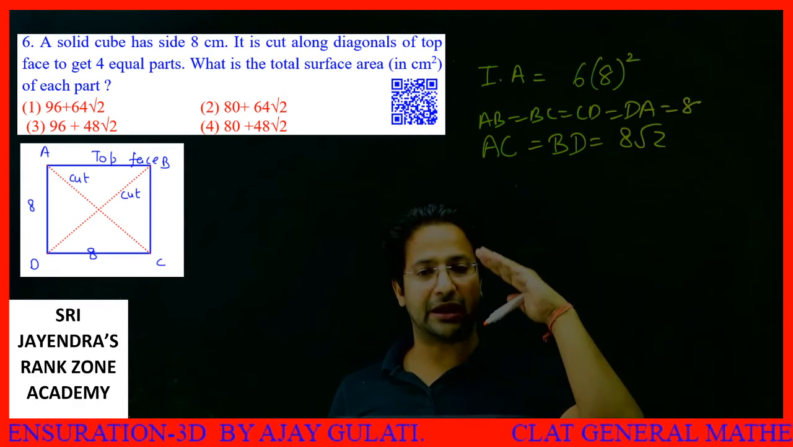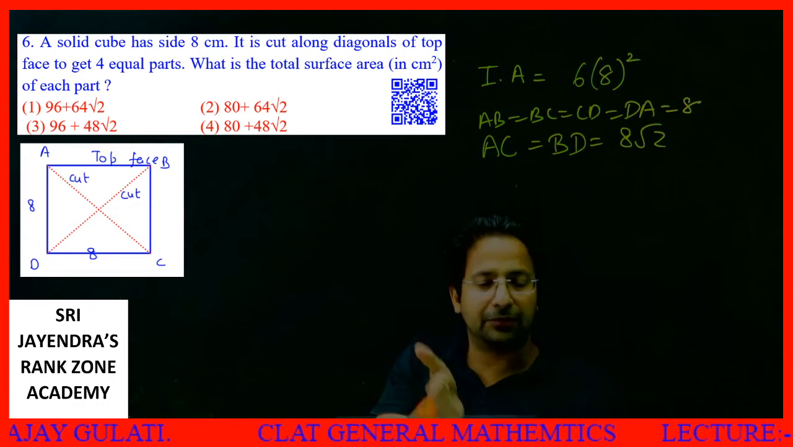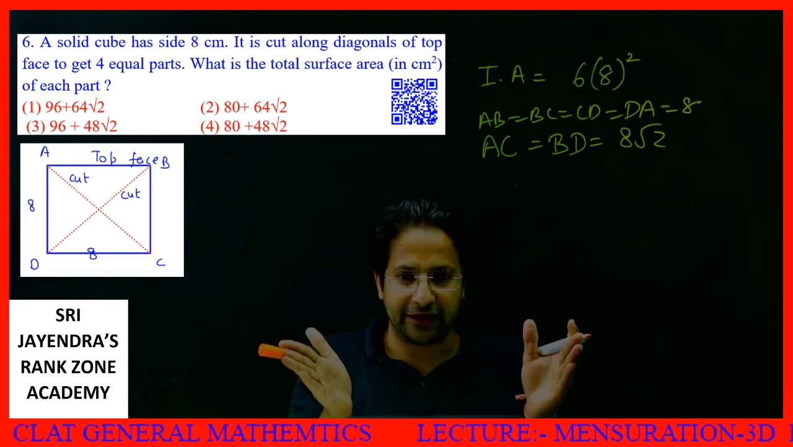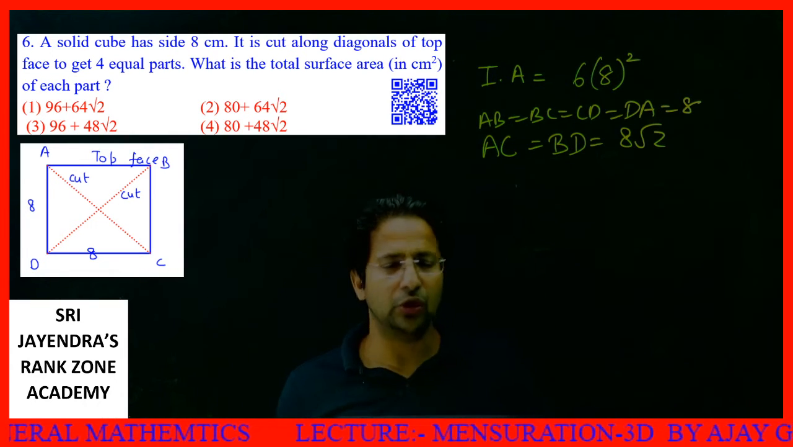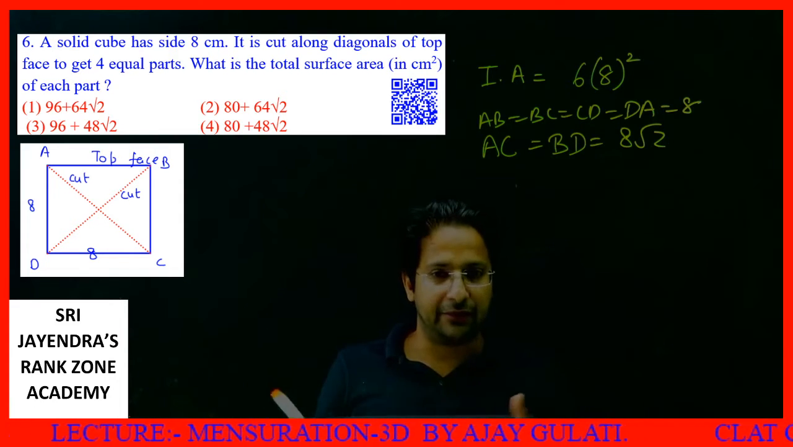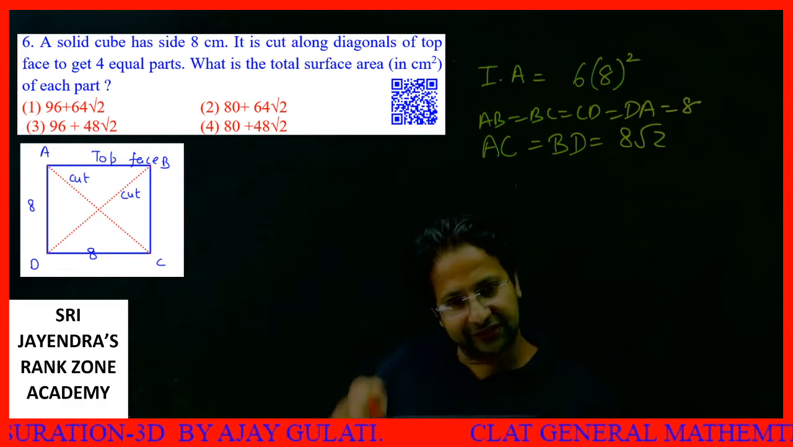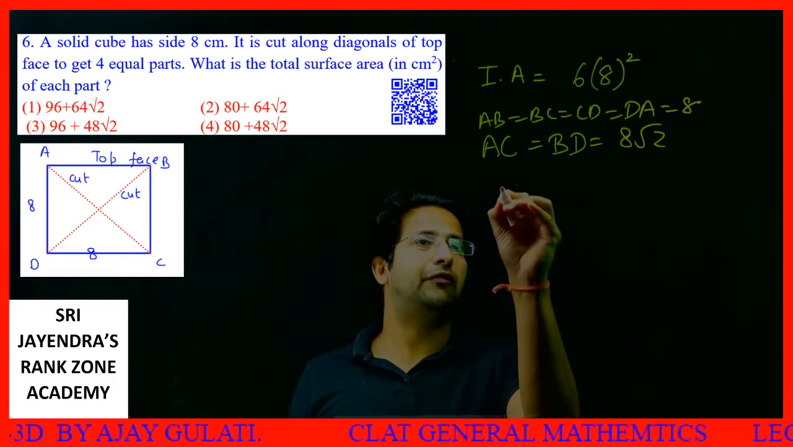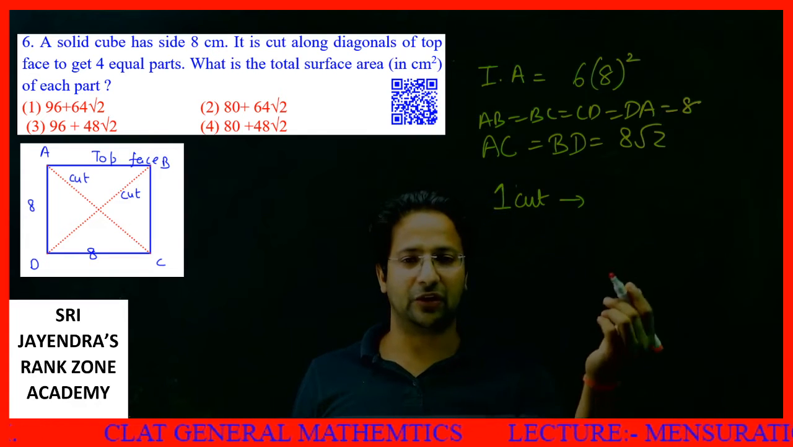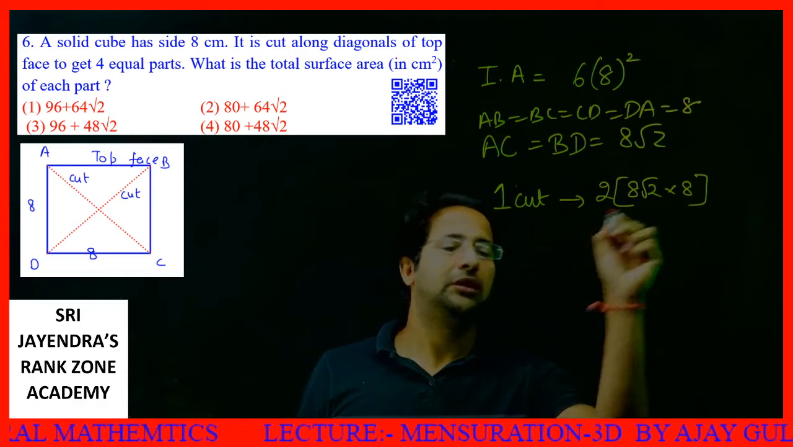Now when I cut along the depth, you are seeing the top face. When you cut it along the depth, what will be the area? I'll get two rectangles exposed. I told you, whenever you cut a face straight, you will get two new rectangles exposed. What will be the dimensions of those rectangles? The length on top is 8 root 2 and the depth is 8. So for one cut, the addition of area will be two rectangles, each 8 root 2 into 8.